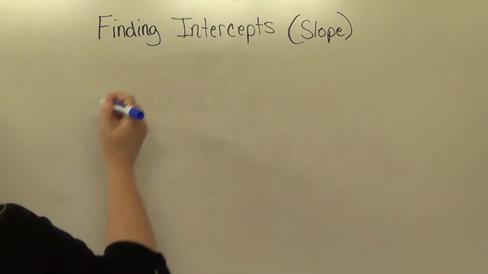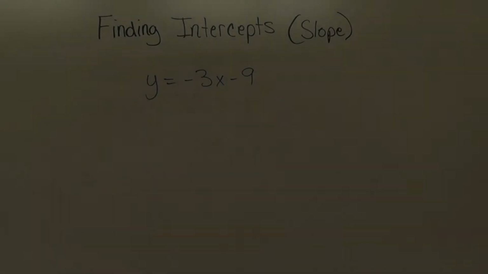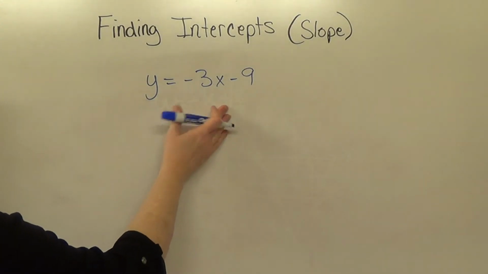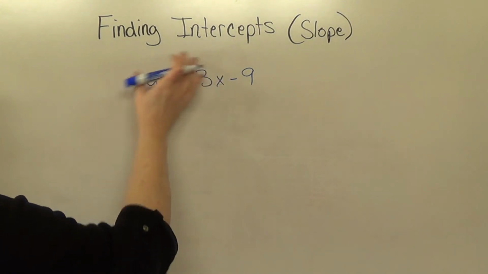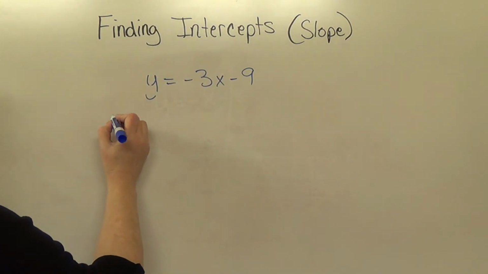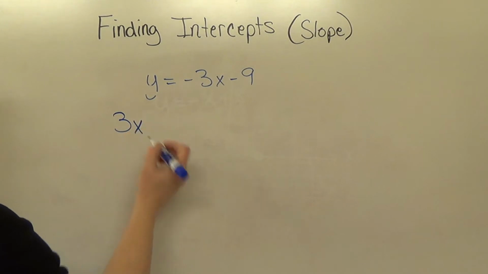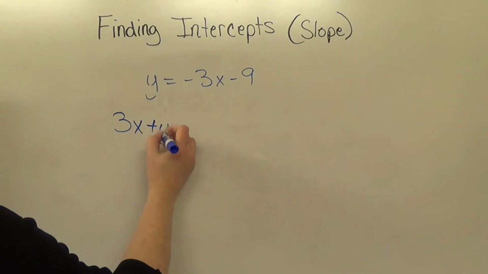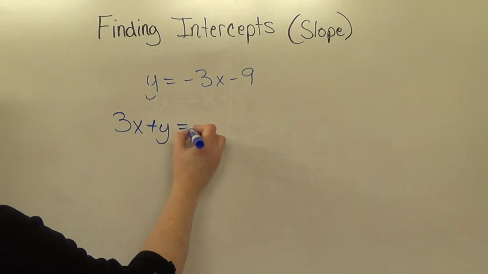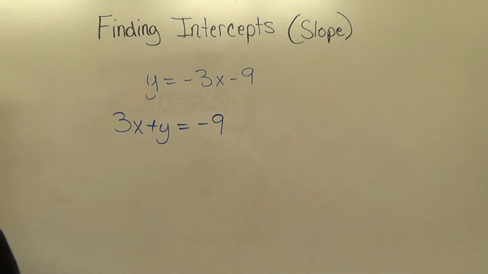Okay, let's try another one. Again, this one isn't in standard form, so we're going to move the 3x to the other side. It's negative, so now it's going to become positive. Y is already on the left side, and it's positive. And then I drop my -9 down.